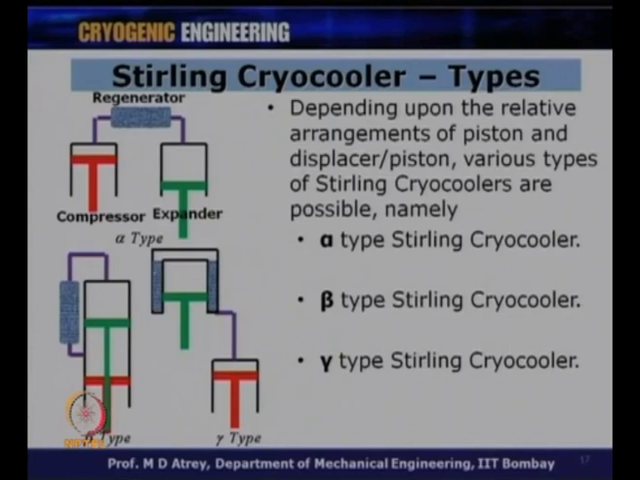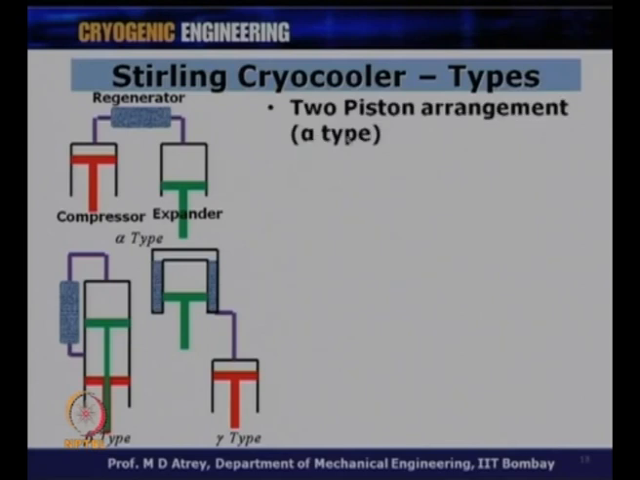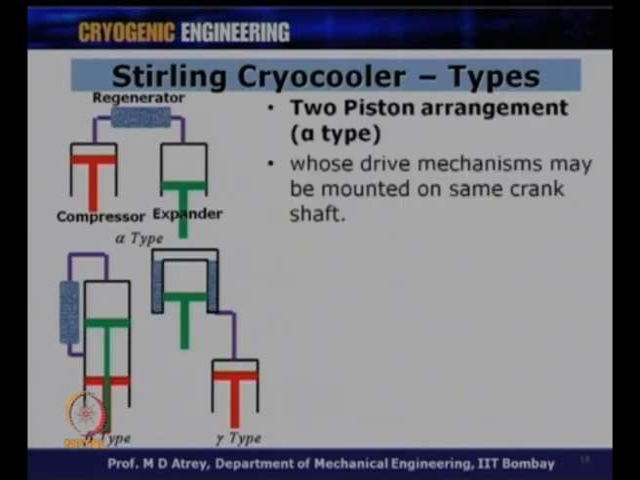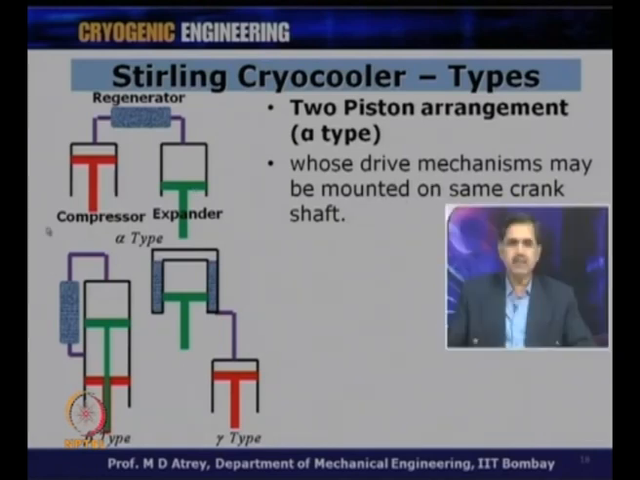All right. So, alpha, beta, and gamma, which are also called by different names, as we will see now. Alpha is also called a two piston arrangement. Here, the drive mechanism may be mounted on the same crankshaft. We can have the same crankshaft with two cranks, one driving the compressor piston and one driving the expander piston.